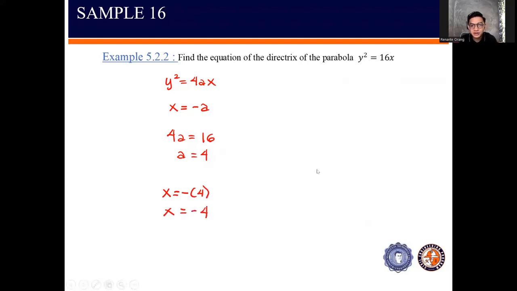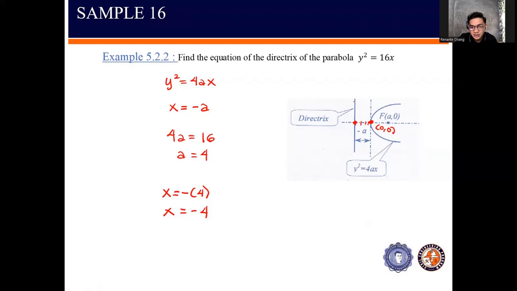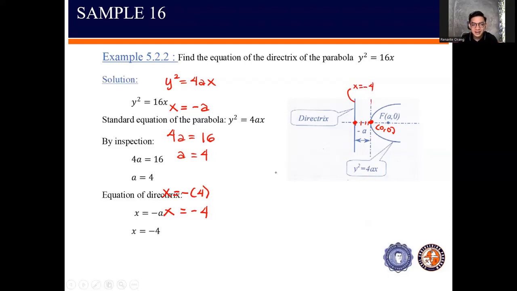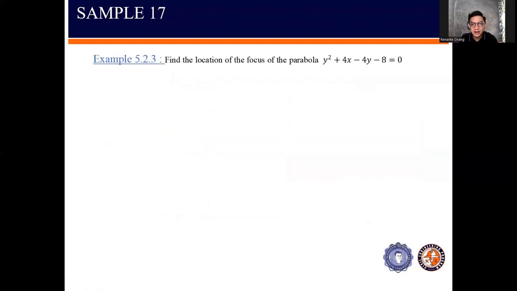So, if we will draw that one, eto, for example, this is our origin, kumbaga 0, 0. So, the location of our directrix is 1, 2, 3, 4. This is the line which is x is equivalent to negative 4. Negative kasi nasa left side siya. So, yan lang, kumbaga. Next one, or our last example for our parabola.